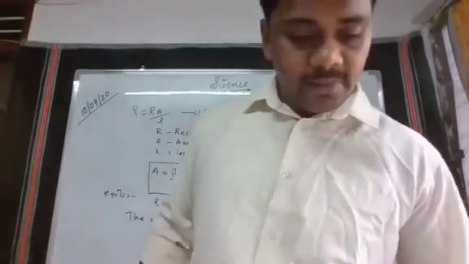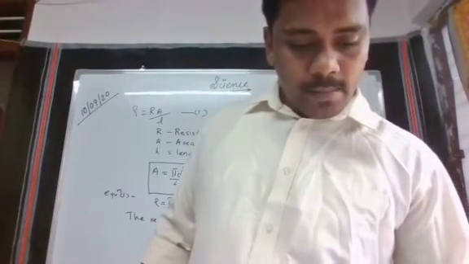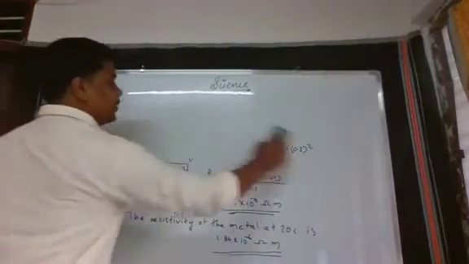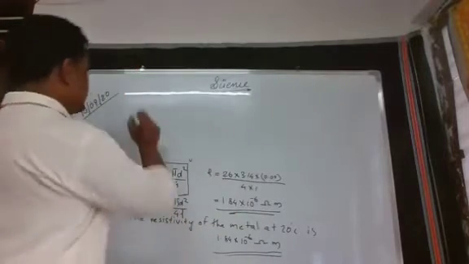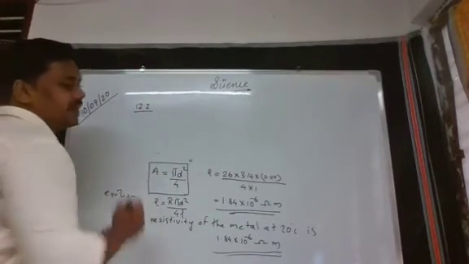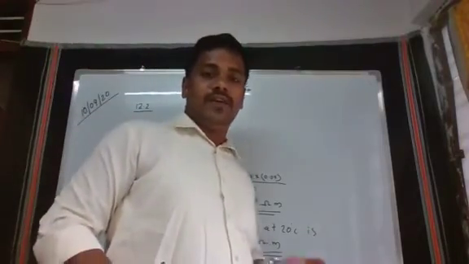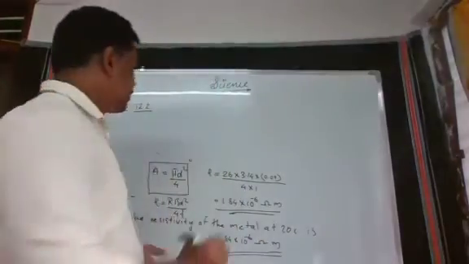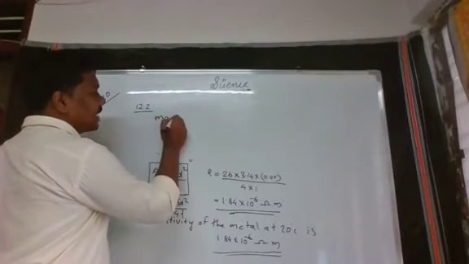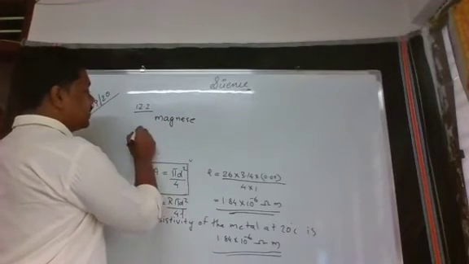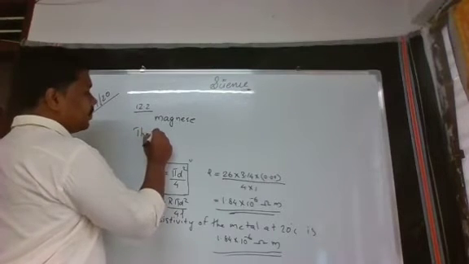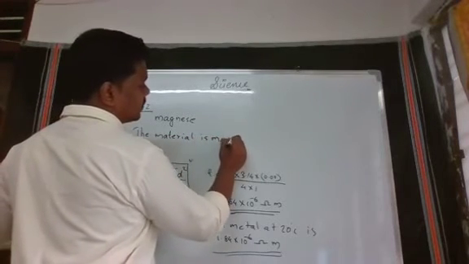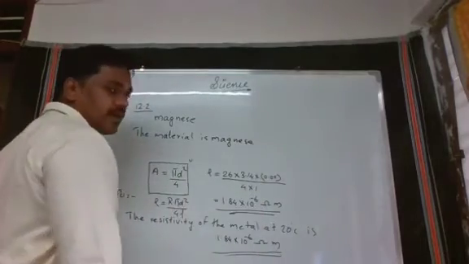What do we have to do? Using table 12.2, we have to predict which metal or which material that wire is. If you observe table 12.2, you will get to know that the material is manganese. So you can write: the material is manganese. The wire is manganese.